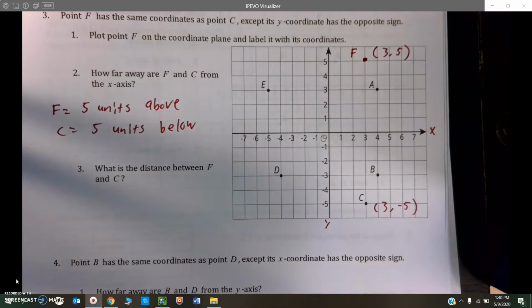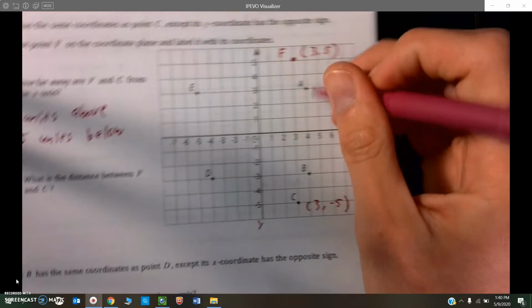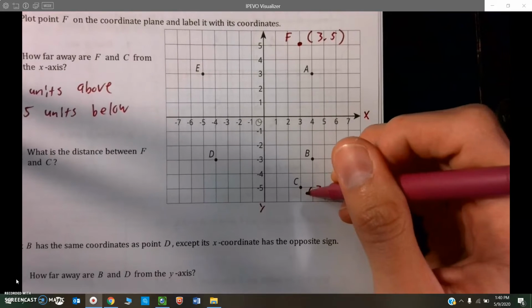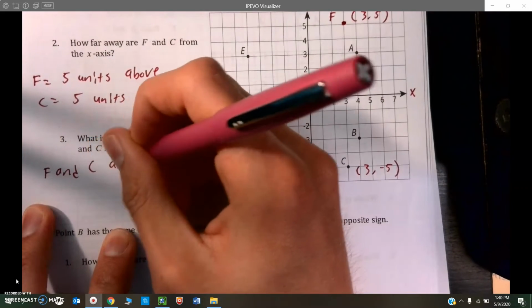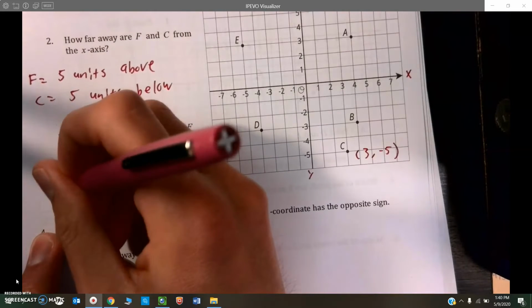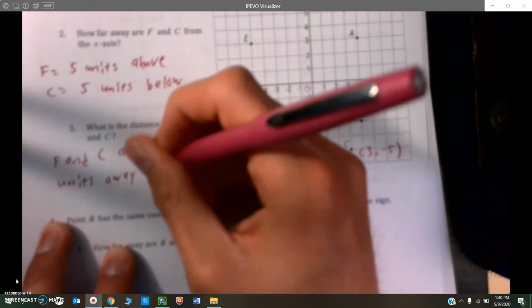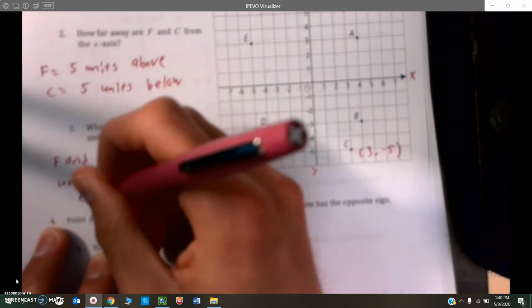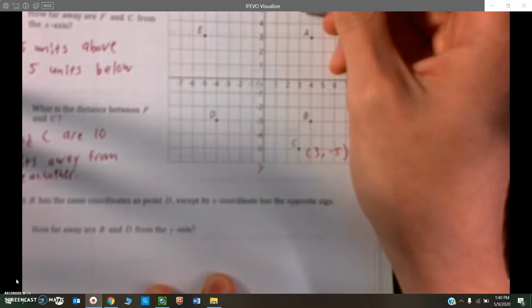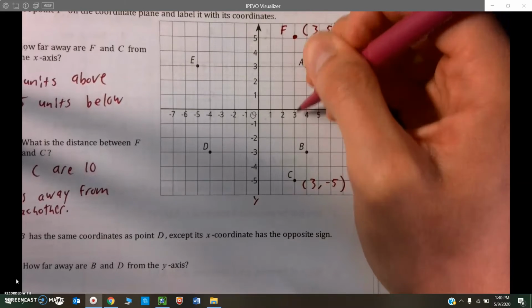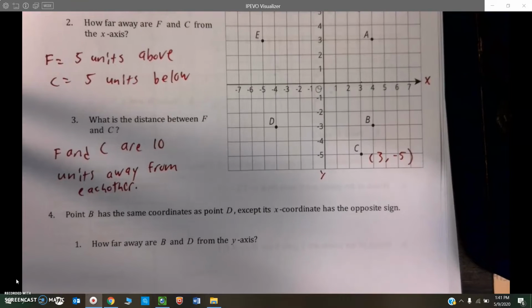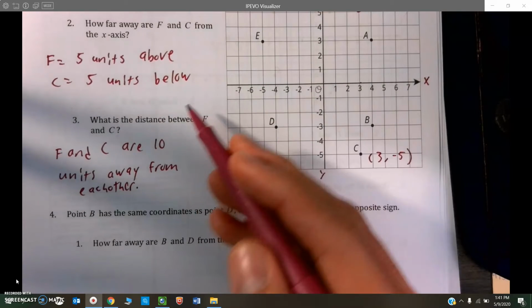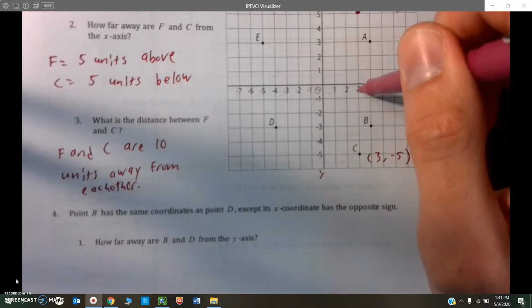And what is the distance between F and C? Well, if F is 5 units above and C is 5 units below, F and C are 10 units away from each other. And we can count that, right? 1, 2, 3, 4, 5, 6, 7, 8, 9, 10. They are 10 spaces away from each other. And we can just imagine that as well. 5 units above, 5 units below. Go down 5 to get to 0, down 5 more to get to -5.